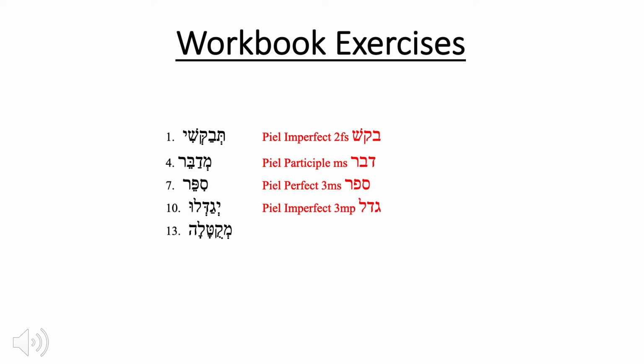What about number 13? Finally, in number 13, we have a pu'al participle, feminine singular. We have the mem, which tells us that this is a participle, the shva, that tells us it's either PL or pu'al, along with the dagesh in the tet. We also then have a kibbutz underneath the kof. This tells us that it is pu'al. If it was a patak, it would be PL, but this is pu'al, so we have the U class vowel.